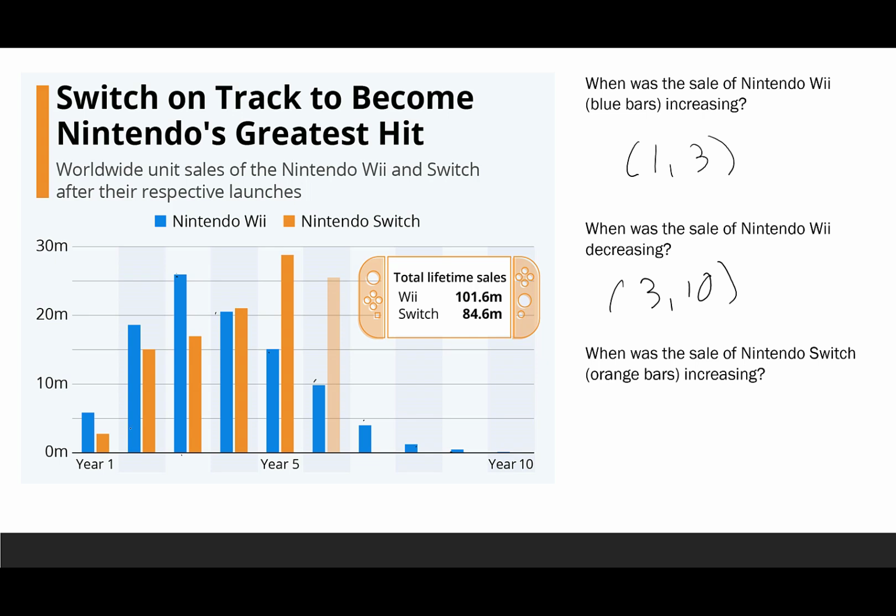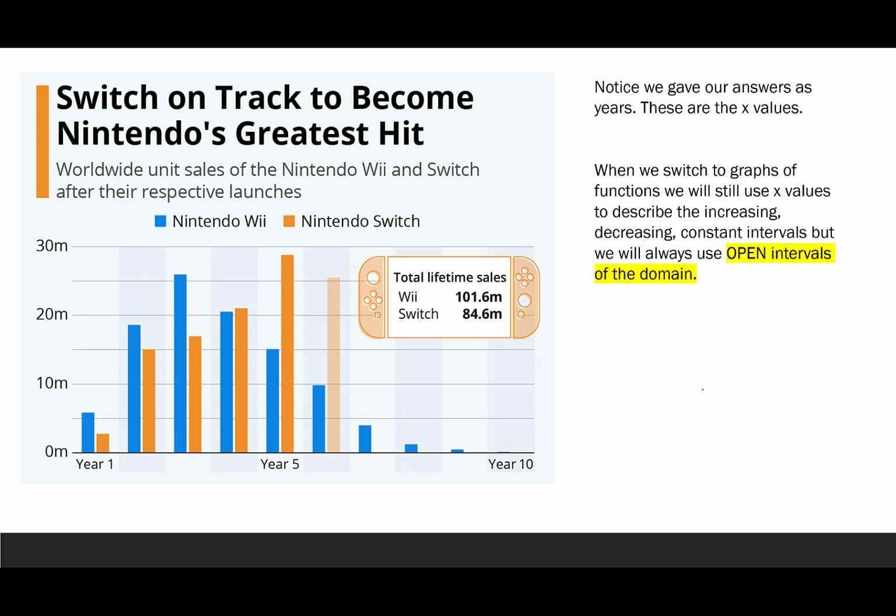So look, it starts in year 1. It's going up, it's going up, it's going up, it's going up. This one that's light says that's like a projection, so we don't know anything about that yet, but we definitely can see from year 1 to year 5, we had an increase in sales.